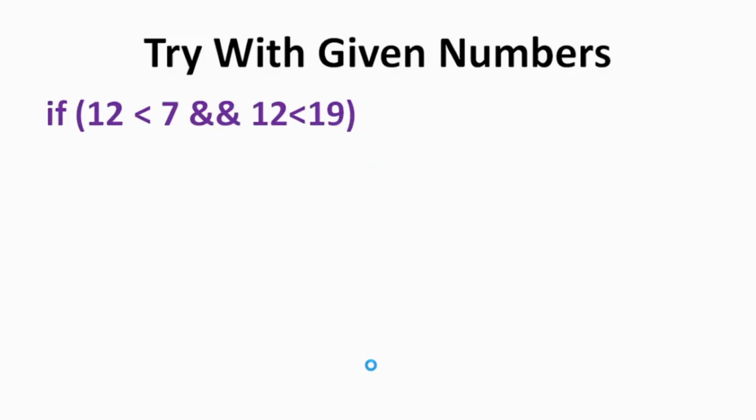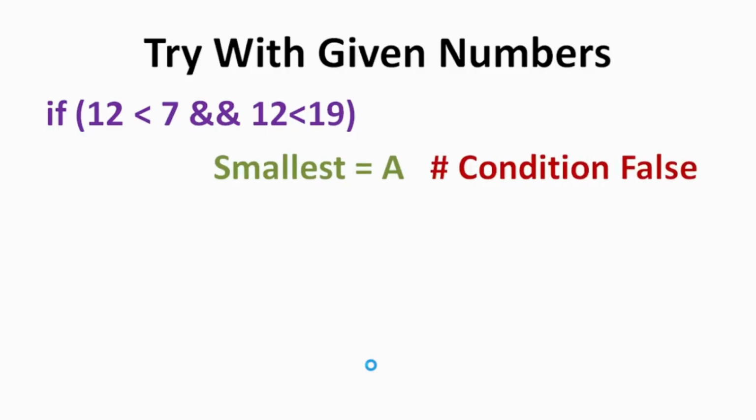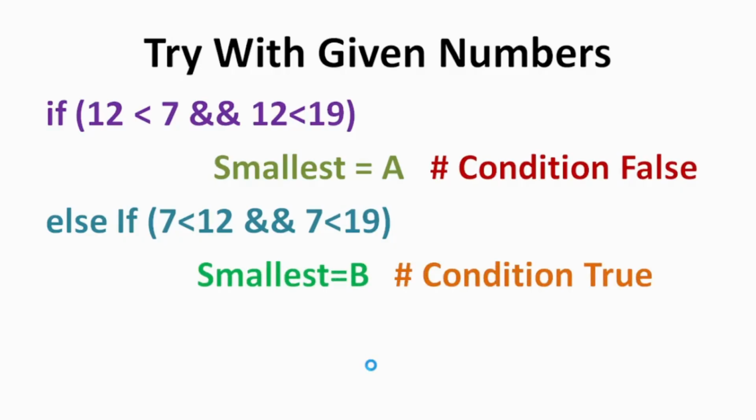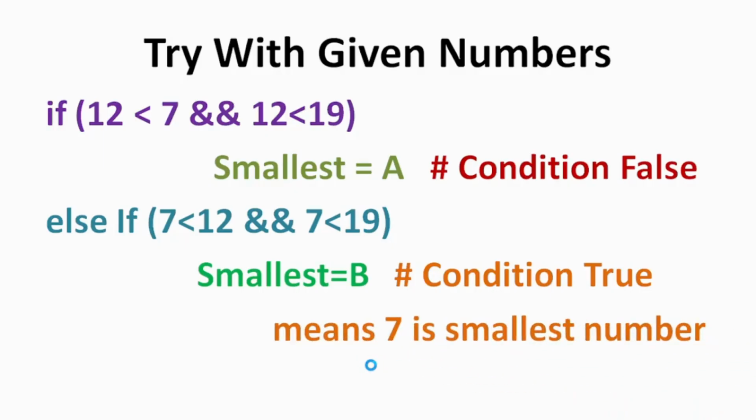So let's try with the given numbers. Our value of A is 12. So we have to compare whether 12 is less than 7 and 12 is less than 19, where 19 is the value of C. We found that the condition is false, so A is not the smallest number. In the second case, we found that 7 is less than 12 as well as 7 is less than 19. So this condition is true and we found that the smallest number is B, meaning 7 is the smallest number.